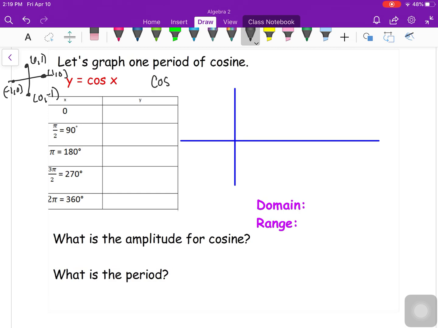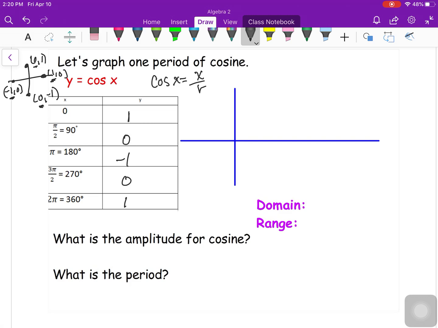So cosine of an angle is equivalent to x over r. So cosine of 0 would be my x, which is 1. Cosine of pi over 2 is 0. Cosine of pi is negative 1. Cosine of 270 is 0. Cosine of 360 back here at 1.